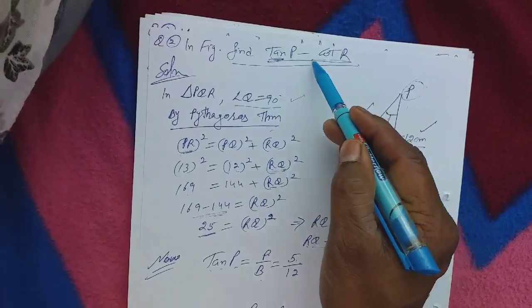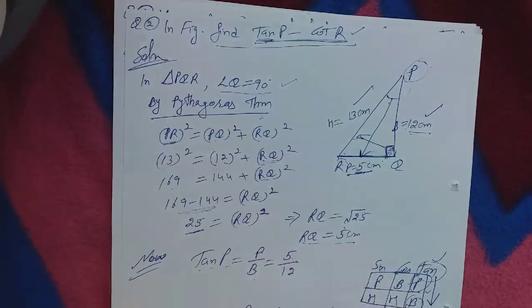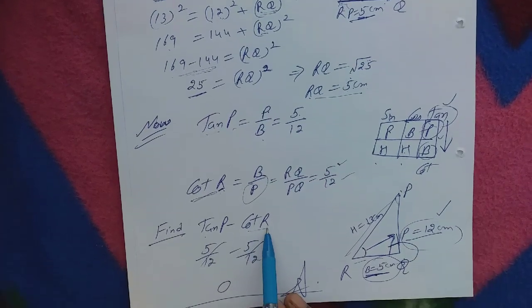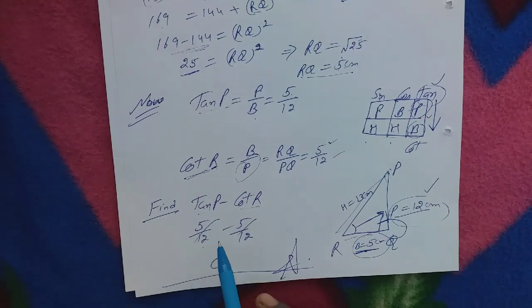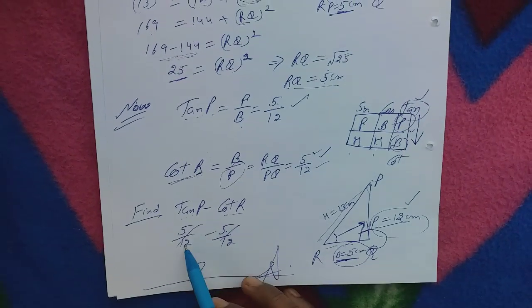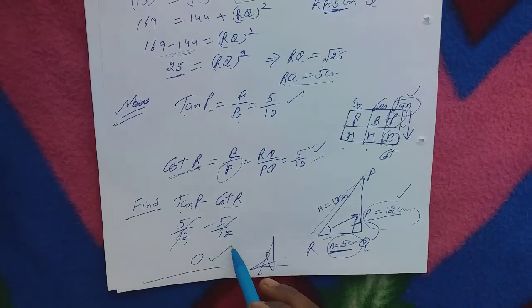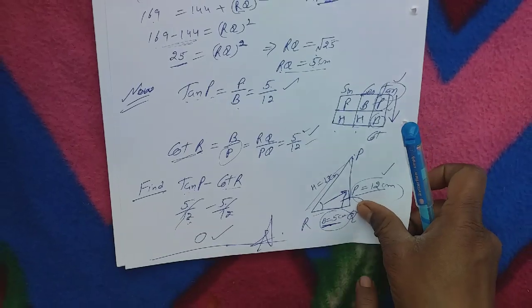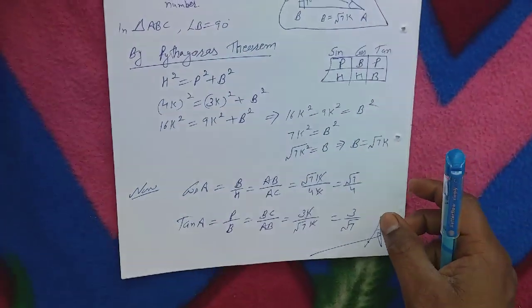Find tan P minus cot R. Look here in the question. So tan P minus cot R. The value of tan P is 5 by 12 and cot R is 5 by 12, from here. So we will put it here, and after cancelling you will get the answer 0. So that's the second question complete. Now the third question.